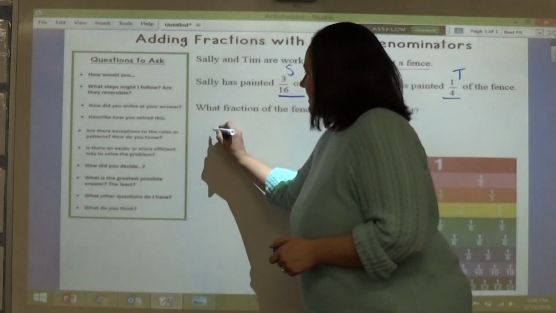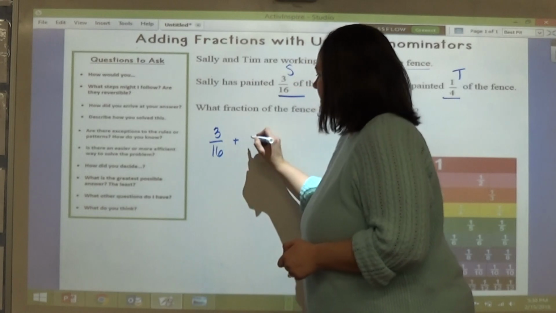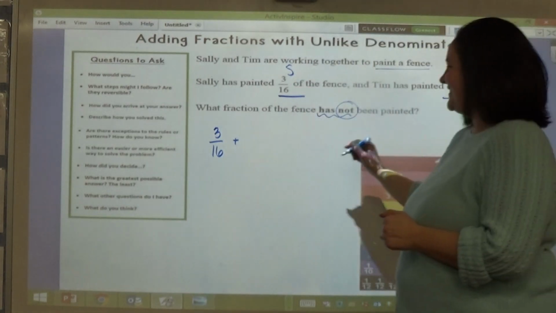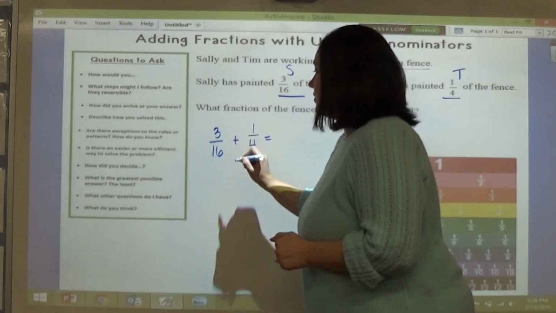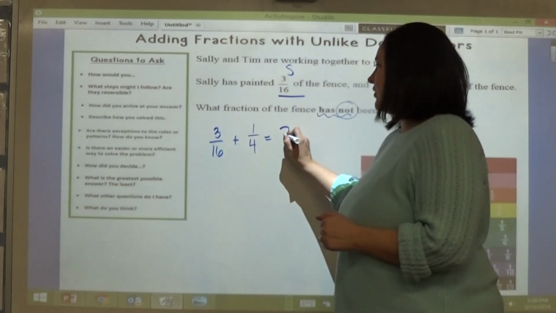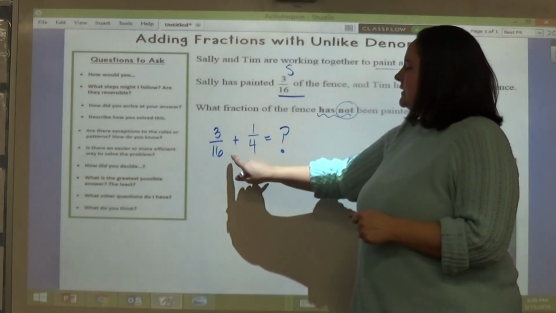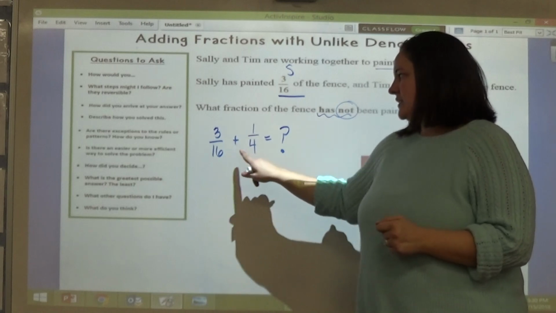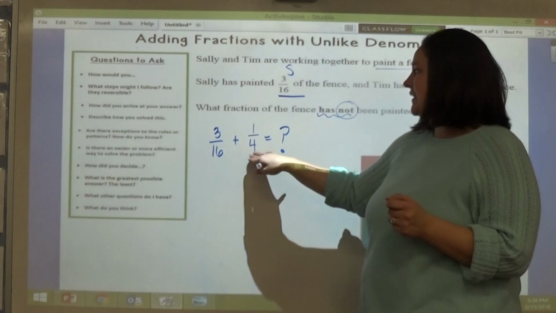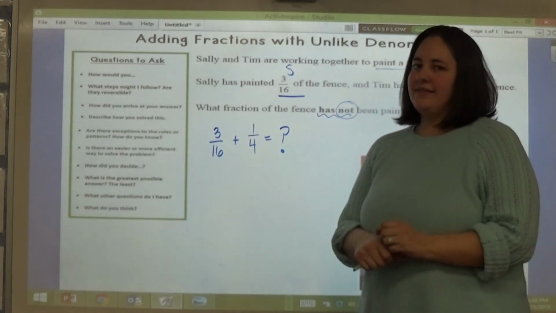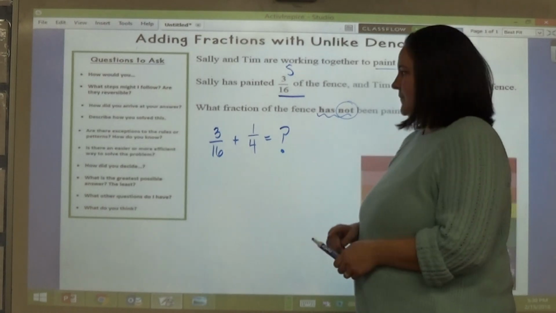So 3/16. Let me just double check my fractions. Plus 1/4 is going to equal some amount. We don't know. I'll put a question mark. That's what I need to find out, okay? Let's take a look at the denominators of these fractions, or the bottom numbers in each fraction. We have 16 and 4. Right away we know we can't add these fractions as they are right now. So we need to find a common denominator, okay?